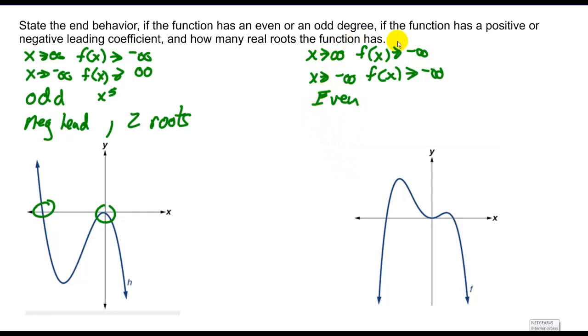Then we want to know if it has a positive or negative leading coefficient. Well, let's just throw x to the 8th as an even function. If I plug a very big positive and a very big negative into this, they come out positive, which means it would go up. So in order for those to go down, I'd have to have a negative leading coefficient. So this has got a negative lead as well. And how many times does it cross? 1, 2, 3 times.